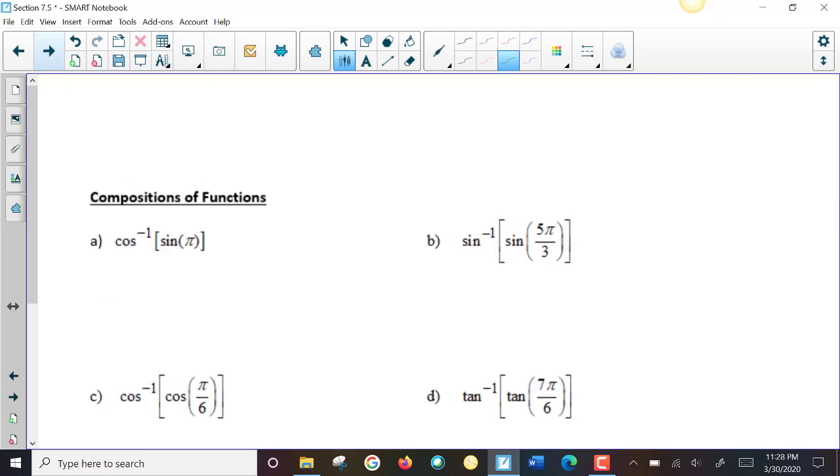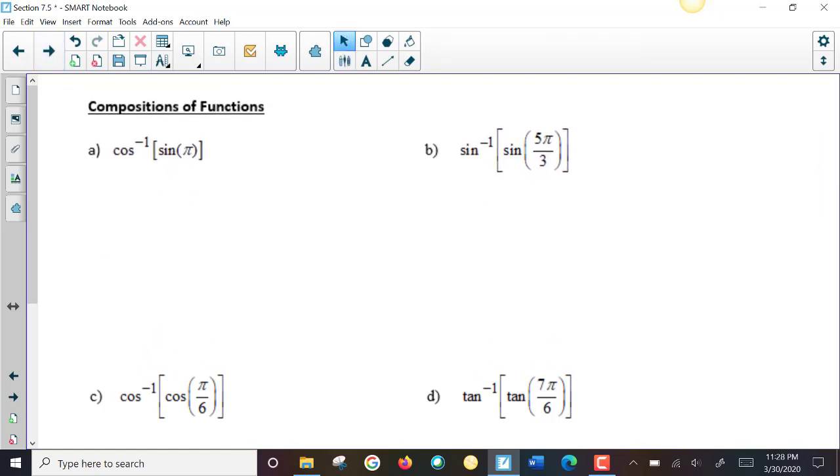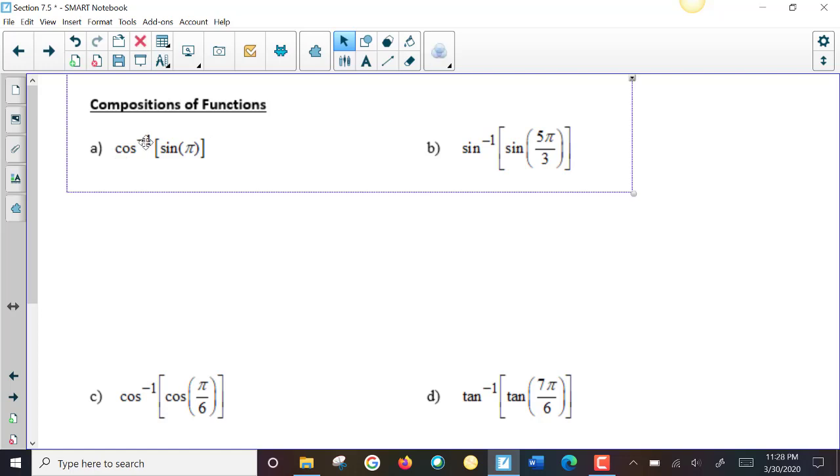Okay, so now we're going to ramp it up a bit, and we're going to do compositions. So we're going to go back to using the unit circle to find function values, and then using part of the unit circle to evaluate inverse trig functions. So what we want to find in part A is the inverse cosine of the sine of pi. So a composition.